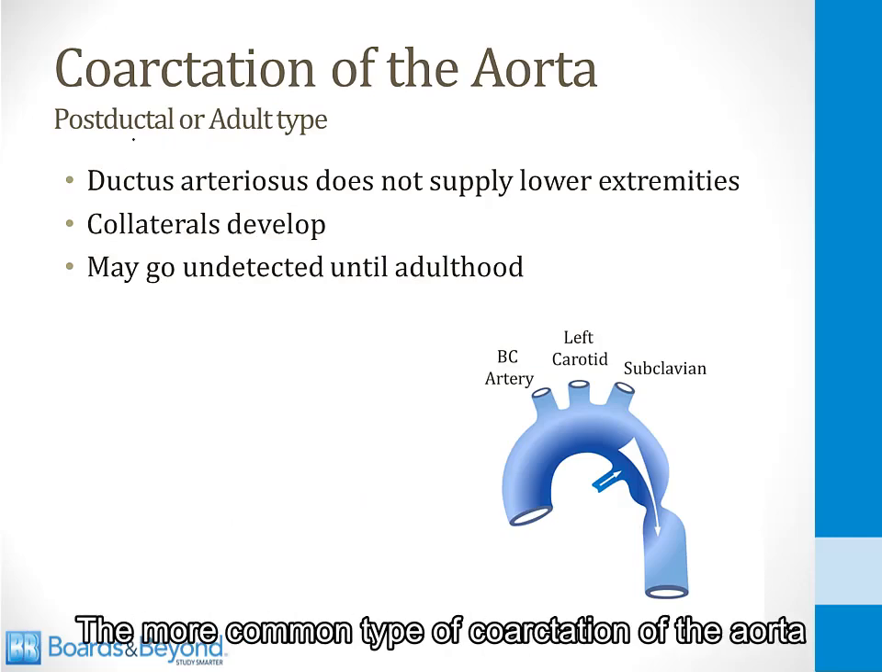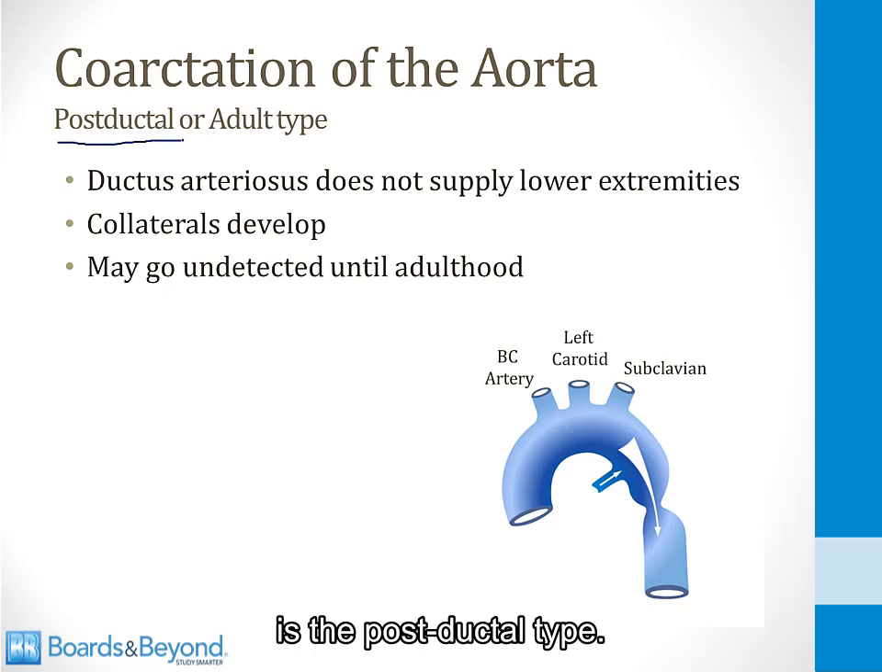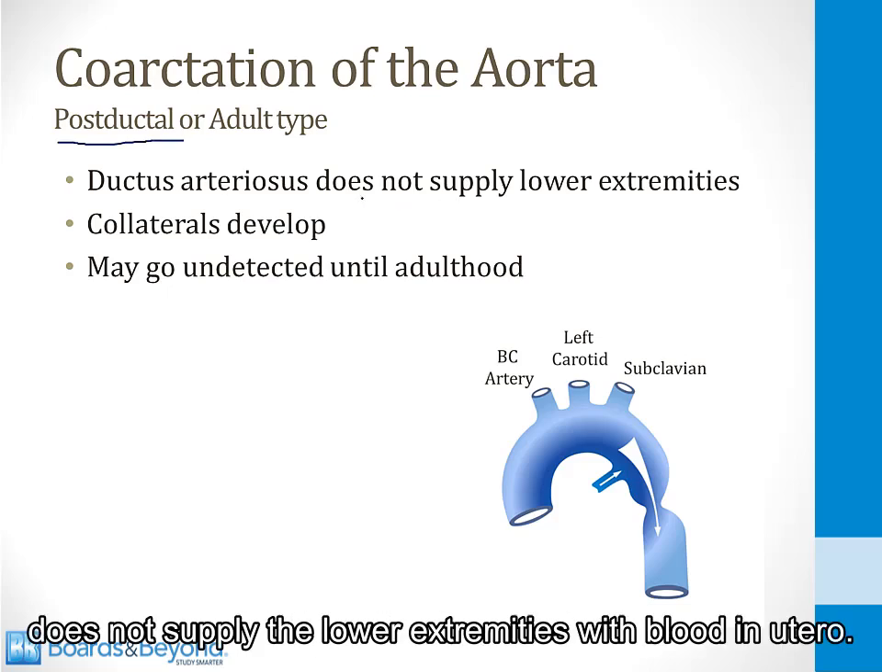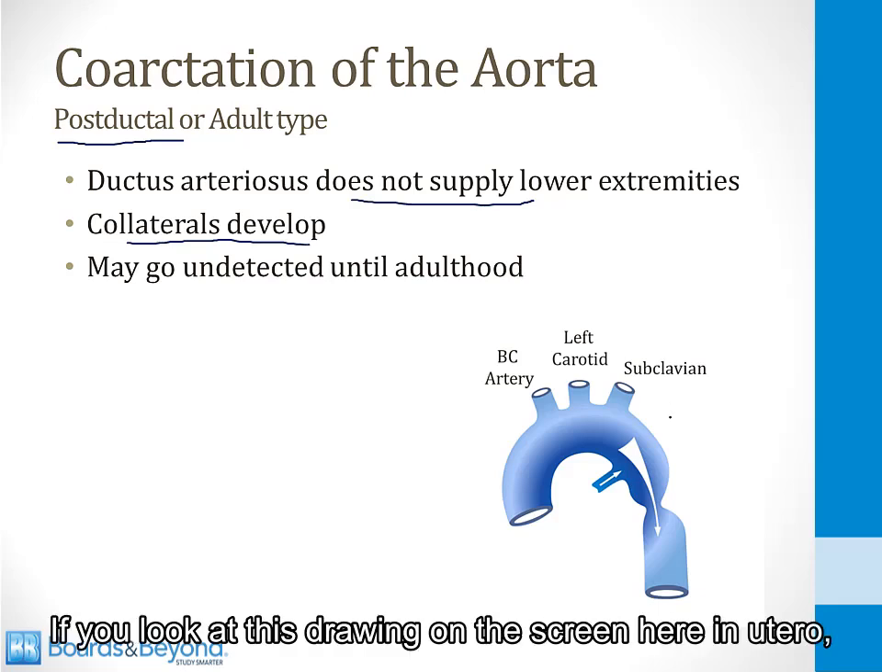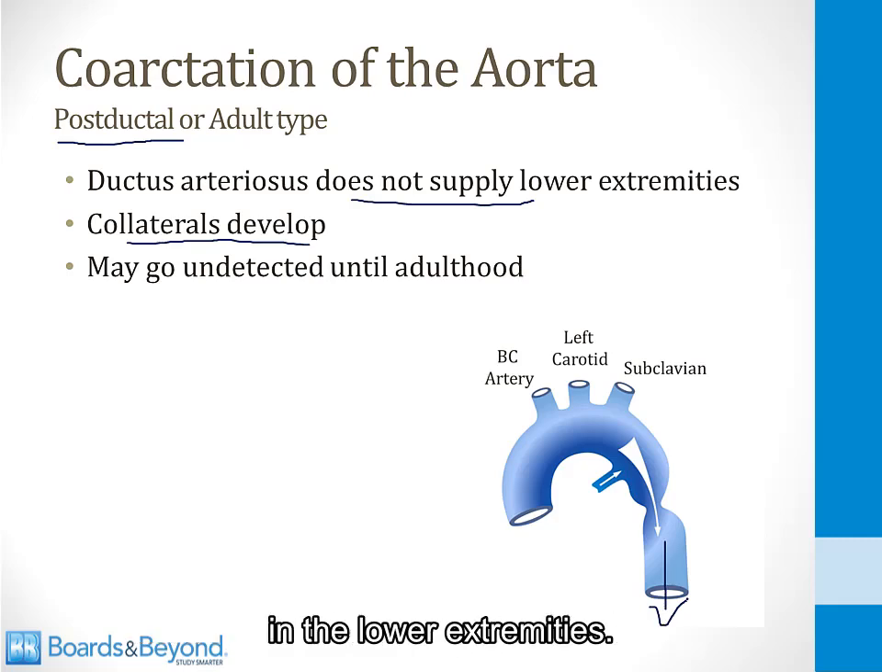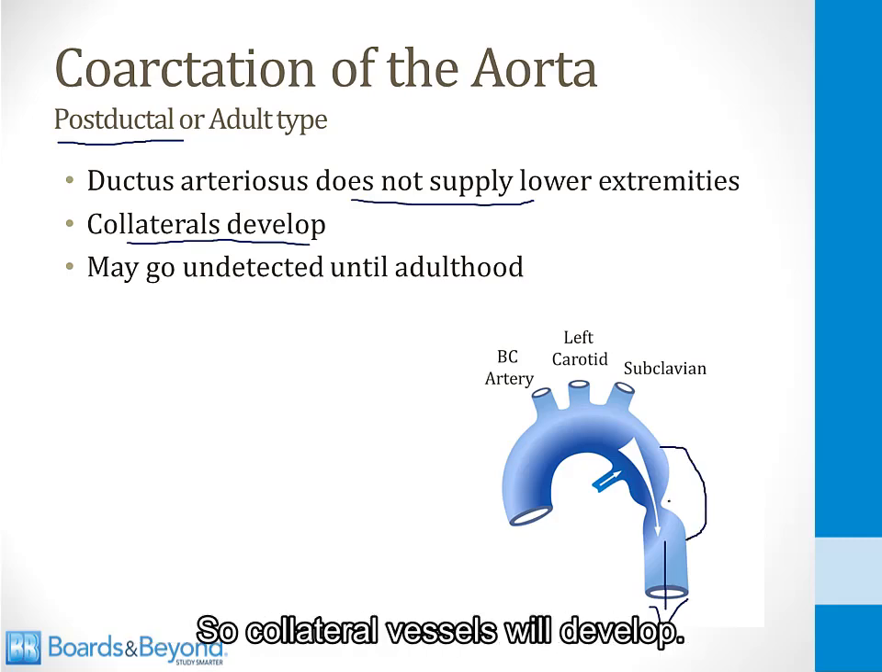Luckily, the preductal type is uncommon. The more common type of coarctation of the aorta is the postductal type. In this type, the ductus arteriosus does not supply the lower extremities with blood in utero, and for that reason, collateral vessels develop. If you look at this drawing on the screen here, in utero, there's poor blood supply to the distal aorta and the lower extremities, so collateral vessels will develop.